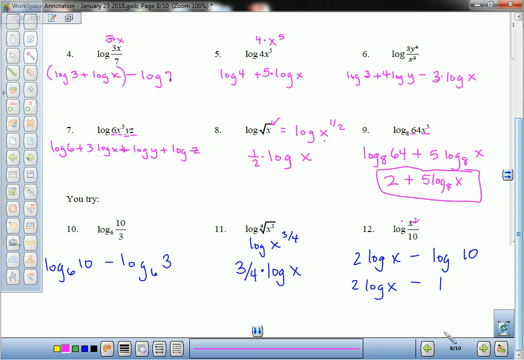For number 11, do you have to put the multiplication inside? No, if you wrote it like this, that's fine. Other questions? All right.